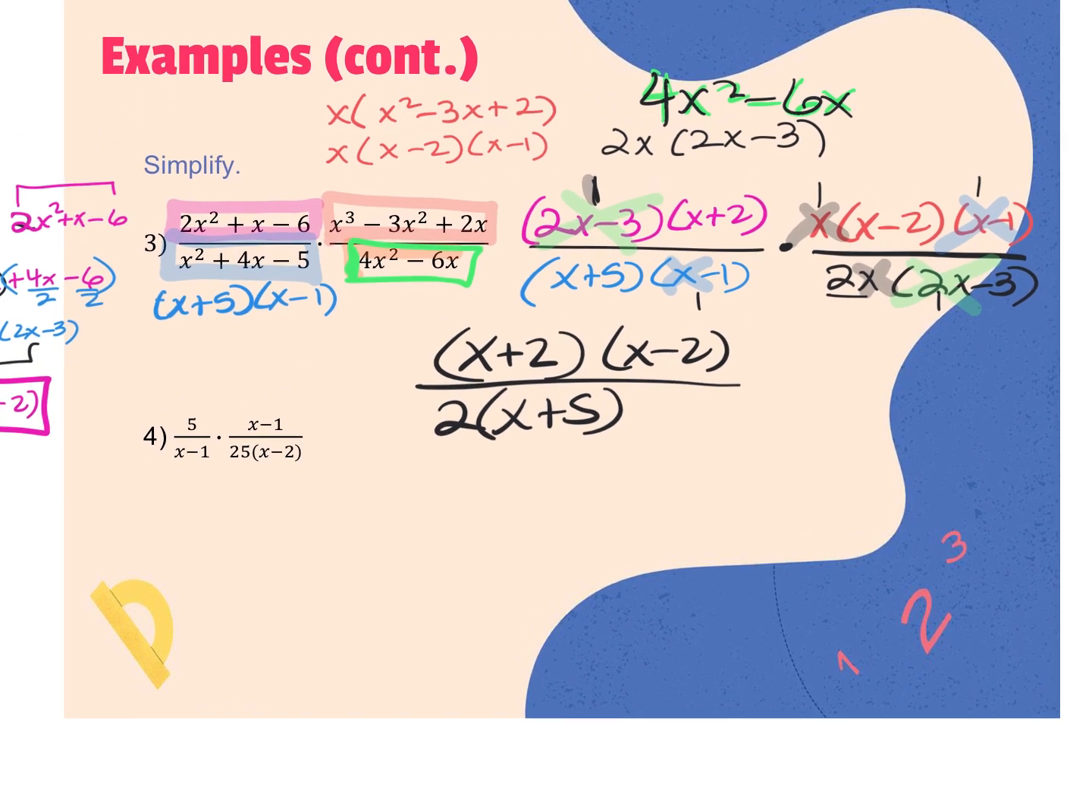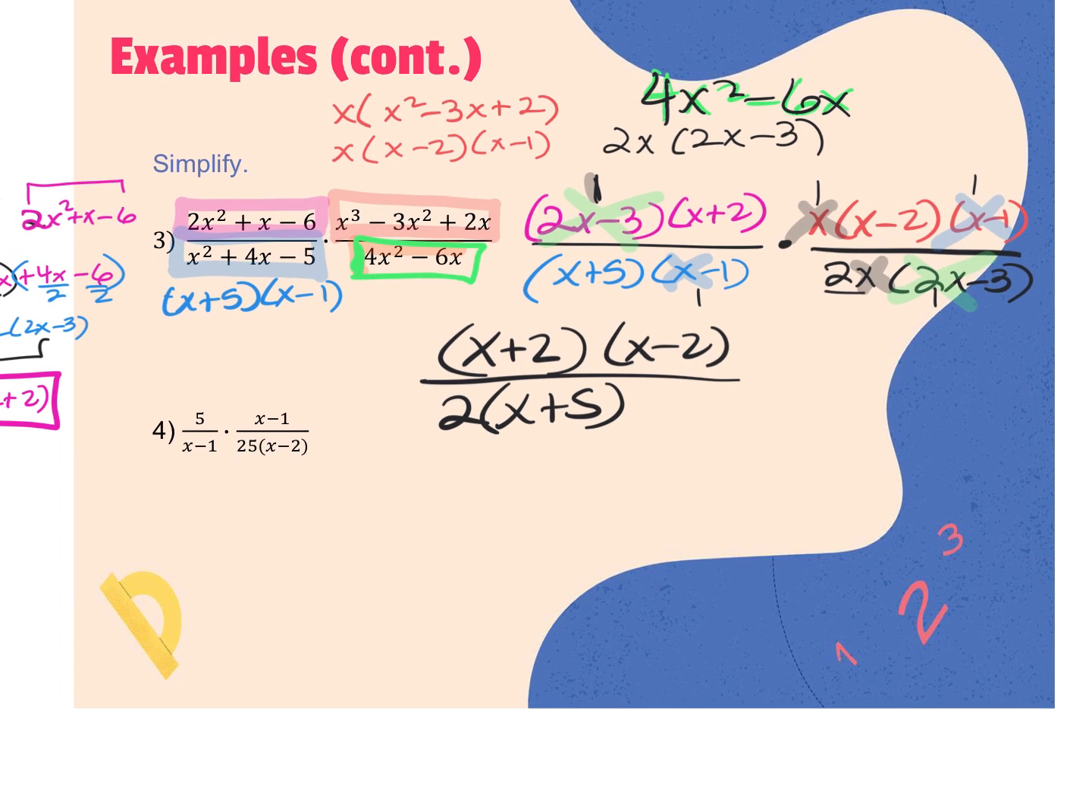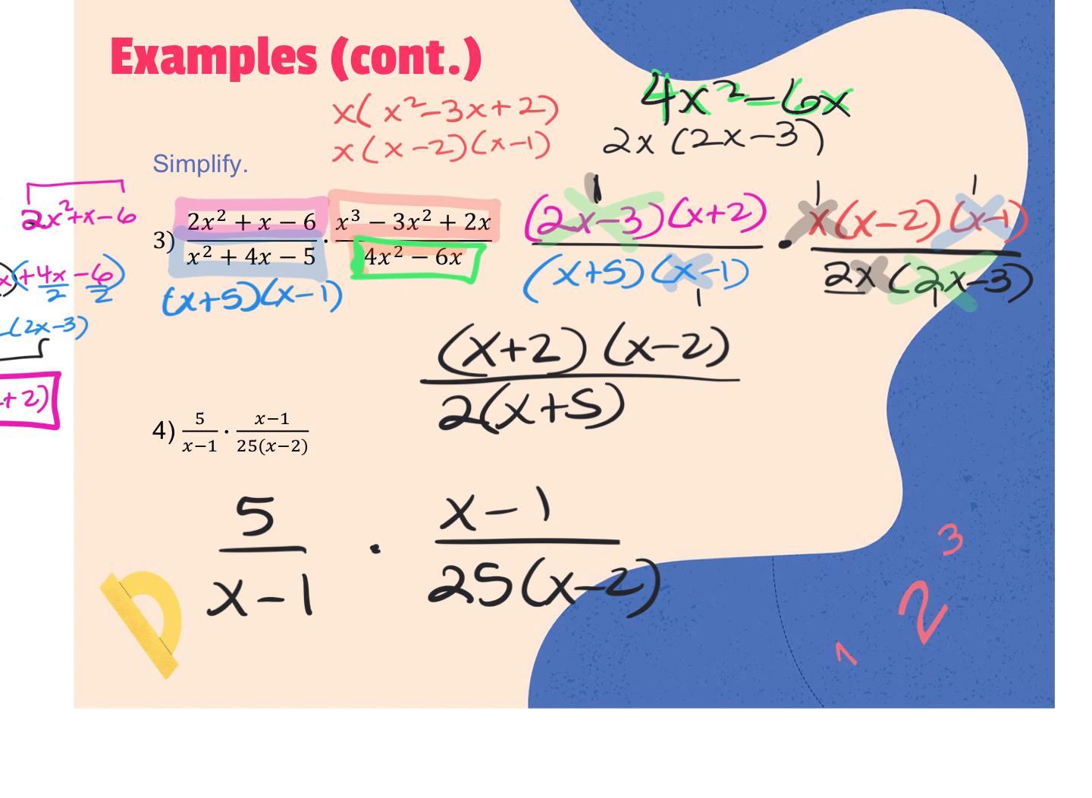So for the next one, it's already in factored form. Let me go ahead and write the problem again. So it's a little bit bigger. So a 1, and then x minus 1, 25, x minus 2. All right, so again, I'm looking for things to simplify. Notice the x minus 1's cancel. And again, you're left behind with a 1.